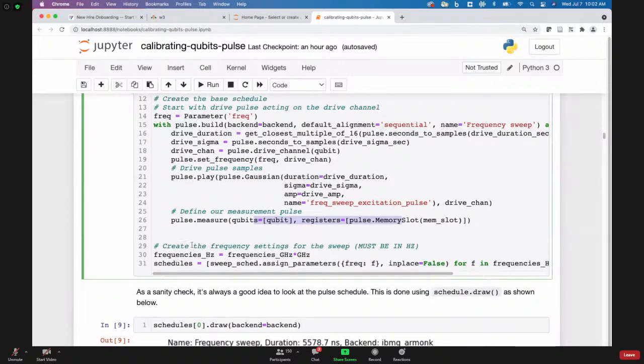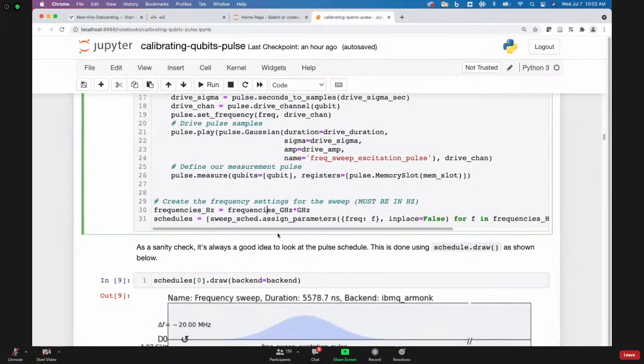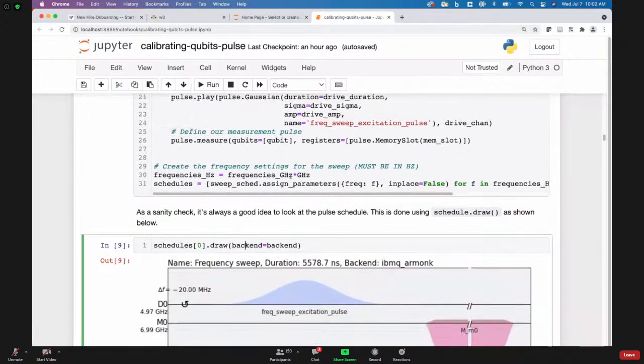Okay, so now here we're going to go ahead and set the schedules. This set frequency is going to allow us to specify which frequency the qubit's being driven on. And then now let's go ahead and run this. And now we can go ahead and look.